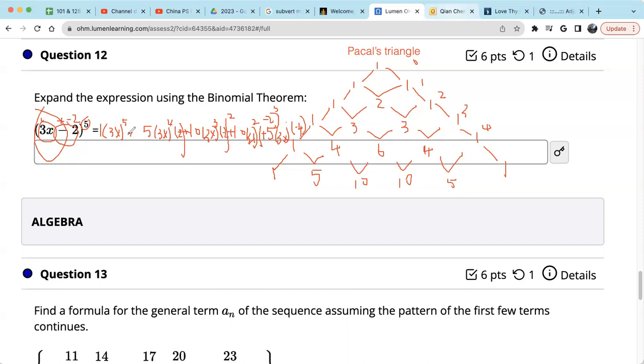So the second term goes ascending order, right? Starts from negative 2 raised by 0, negative 2 raised by 1, negative 2 raised by square, negative 2 raised by cube, negative 2 raised by 4. Then lastly is negative 2 raised by 5. All right, negative 2 raised by 5.